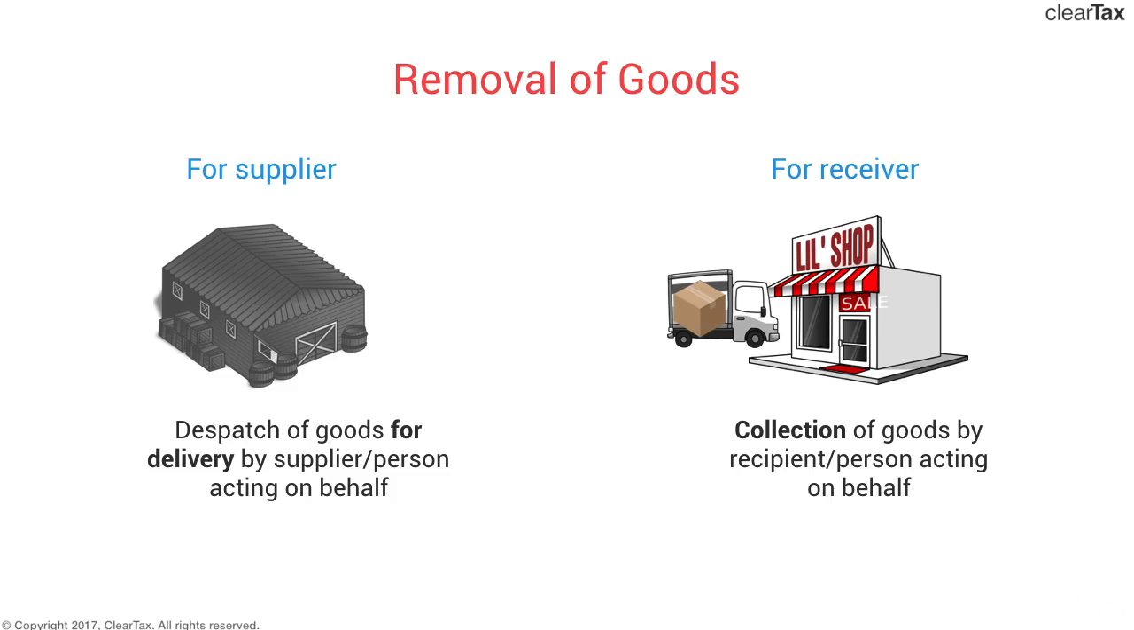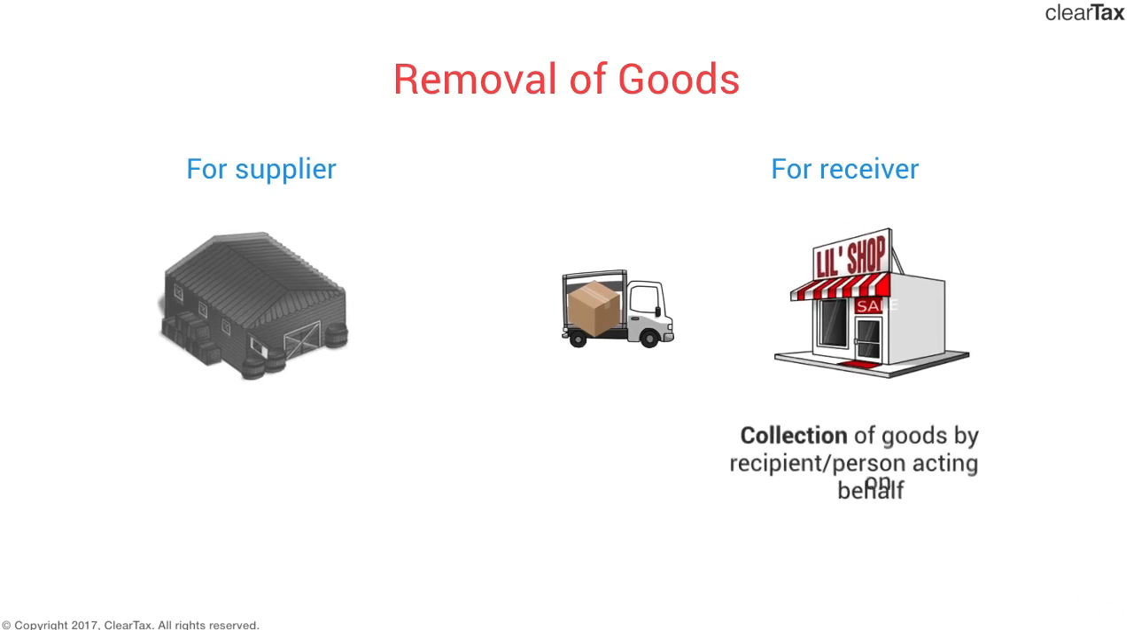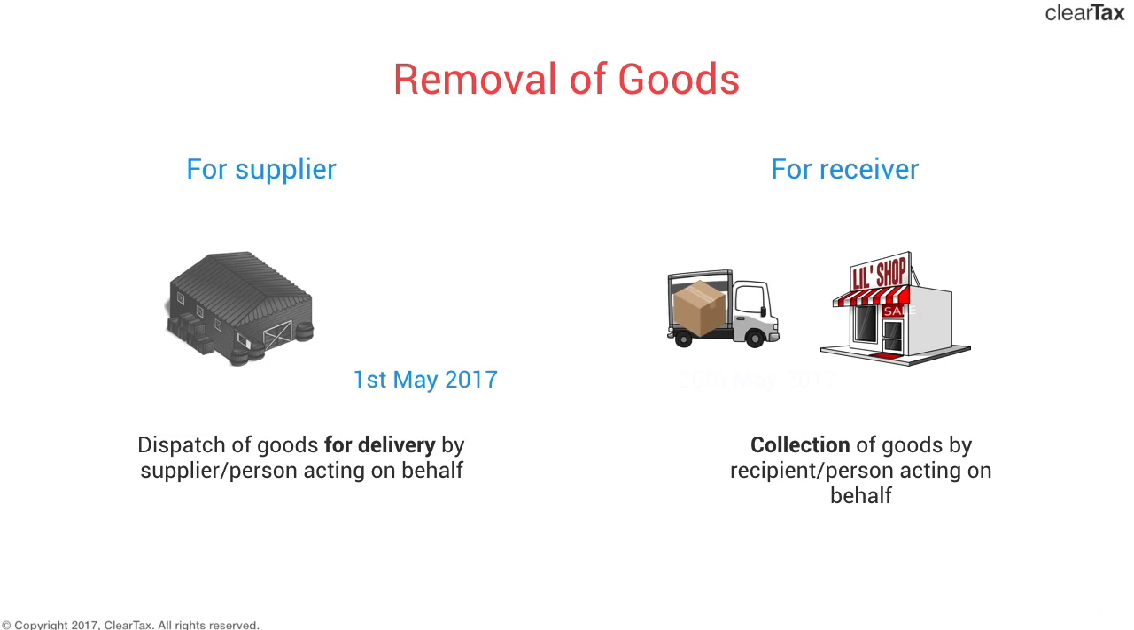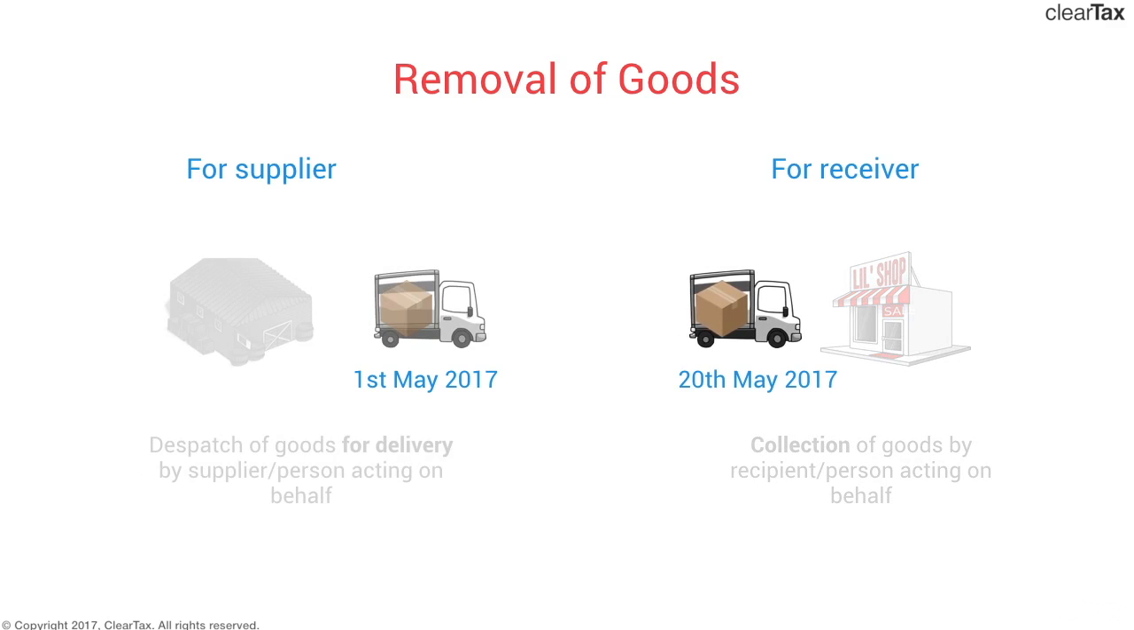behalf collects the goods. The supplier has removed the goods on 1st May 2017 from his warehouse or godown for supply, for delivery to the receiver. The receiver receives these goods, this consignment, on 20th May of 2017. The invoice will have to be issued on or before 1st May 2017. That is the timeline for tax invoice.